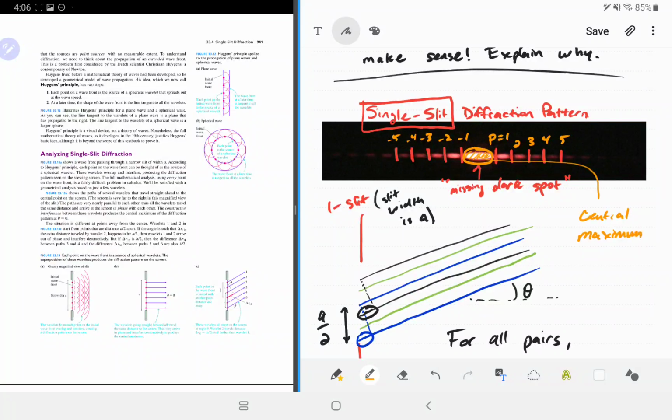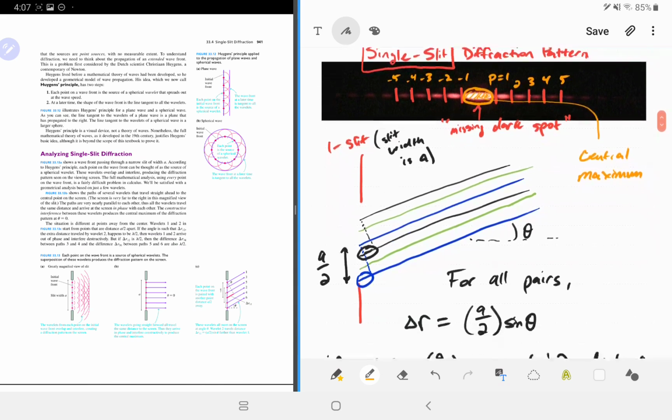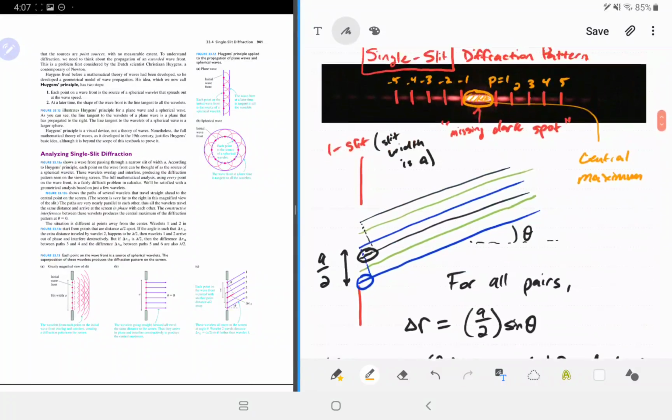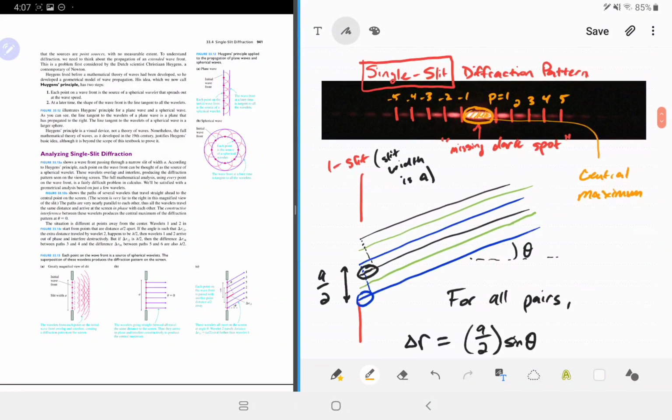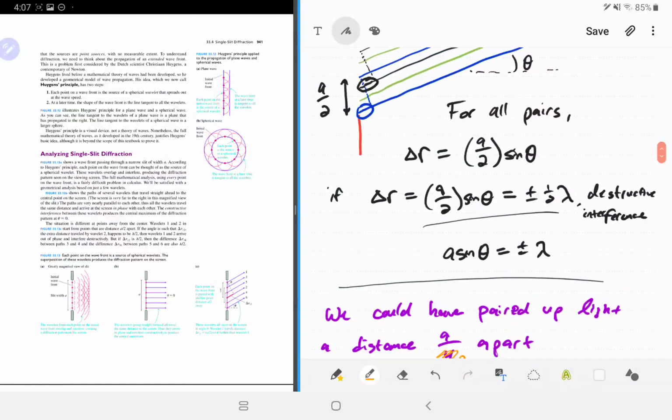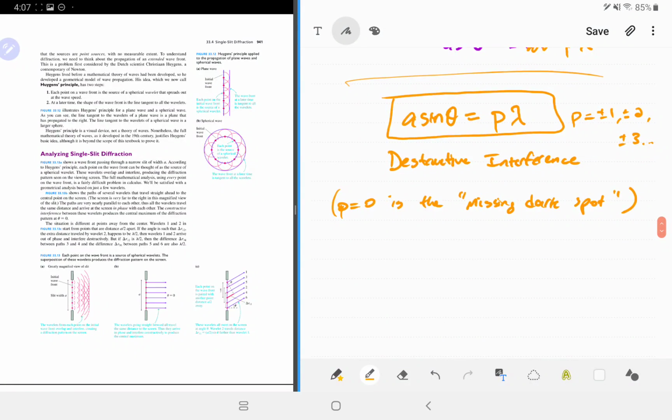So some problems will ask how long, in meters or centimeters or whatever, is your central maximum? In that case, you have to find where the p equals 1 dark spot is, where the p equals minus 1 dark spot is, and then take the difference between those two spots. So if p equals 1 is at plus 1.3 centimeters, then the central maximum is twice that distance relative to the center. It's double the distance from the center to where the p equals 1 dark spot is. So there's a lot of tricky factors of 2 if you forget this fact. But as long as you're aware that there's a missing dark spot in the center, then you can handle those factors of 2.